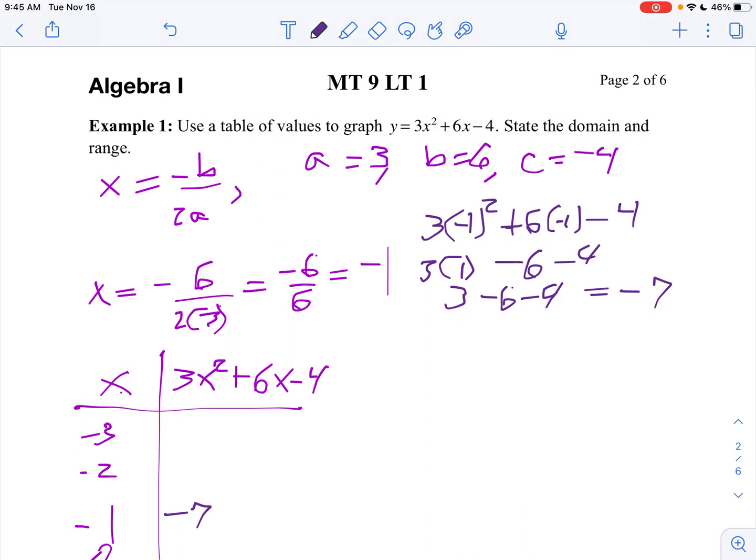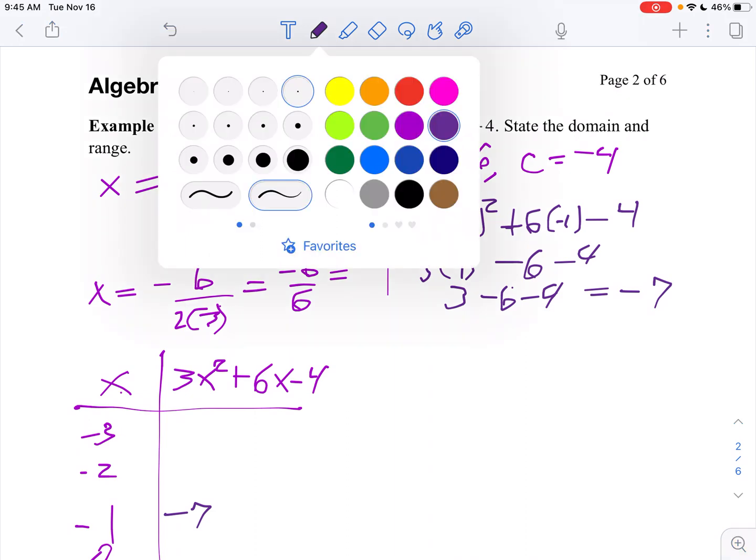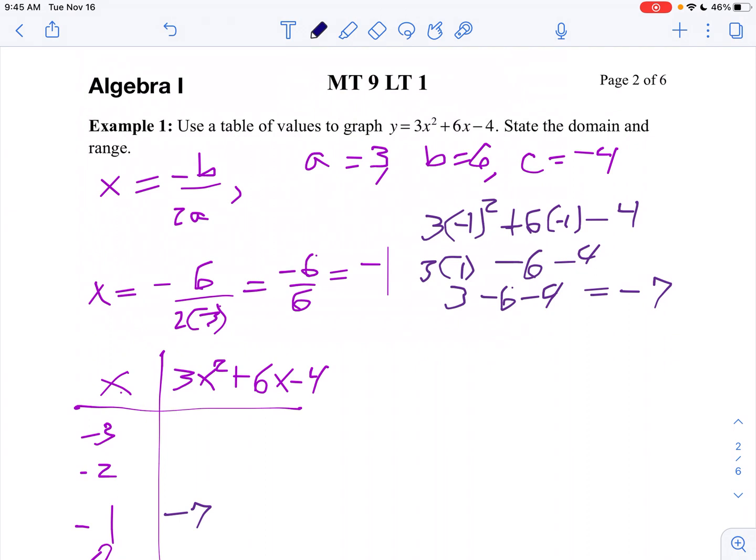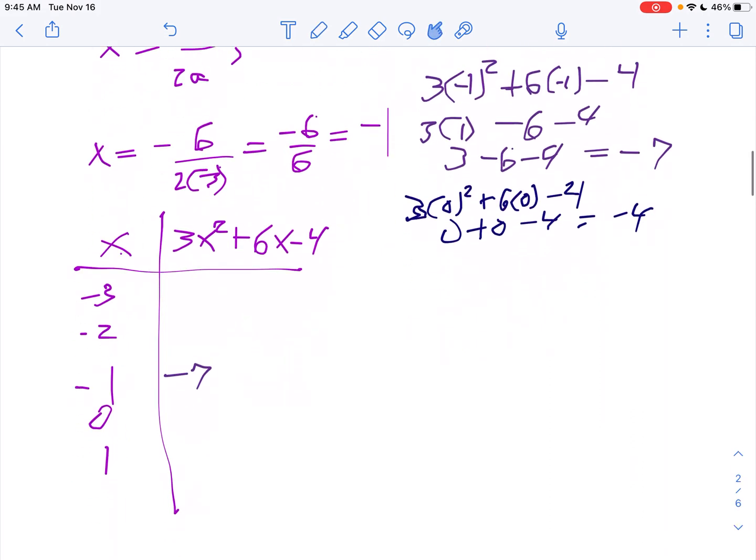Now, let's put in 0 for x. So I'll have 3 times 0 squared plus 6 times 0 minus 4. Well, that's 0 plus 0 minus 4, which is negative 4. So when you're at 0, you're going to be at negative 4.